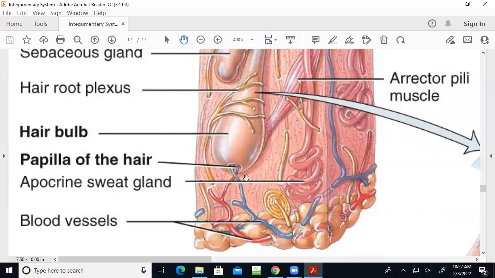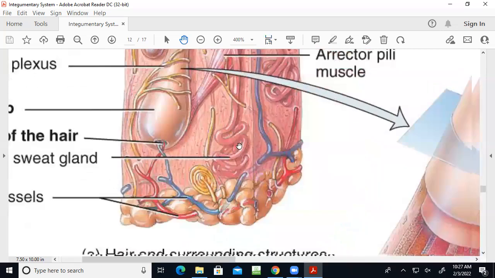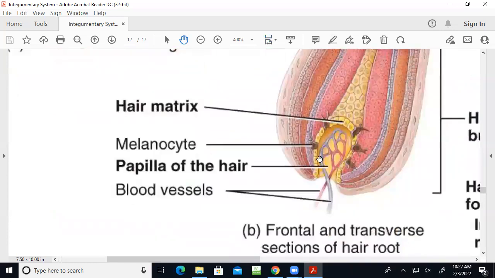At the tip of the hair bulb is a little indentation called the papilla of the hair, or hair papilla. You can see it's a little indentation. We see two blood vessels associated with it. These blood vessels are going to bring nutrients and remove wastes away from our hair.